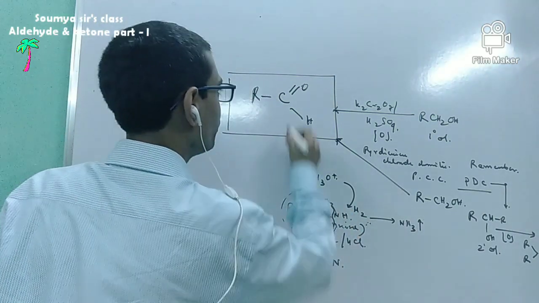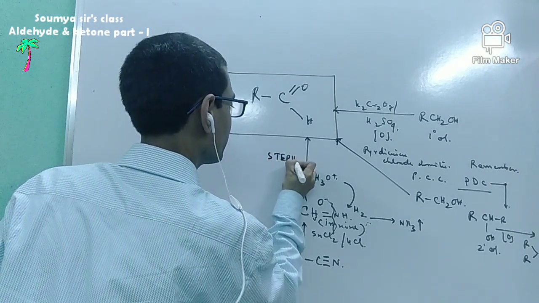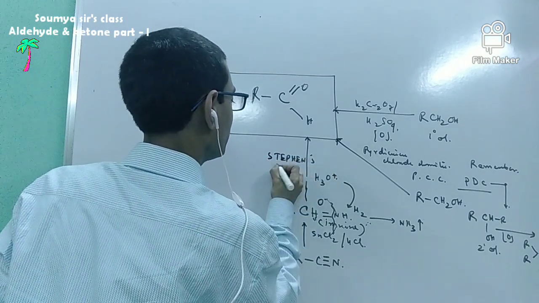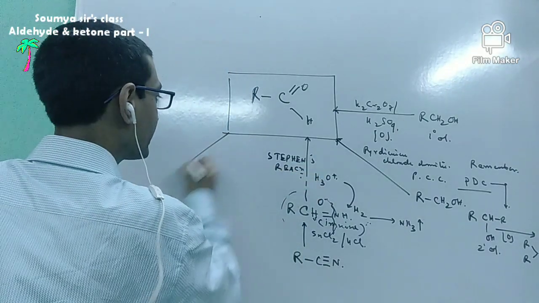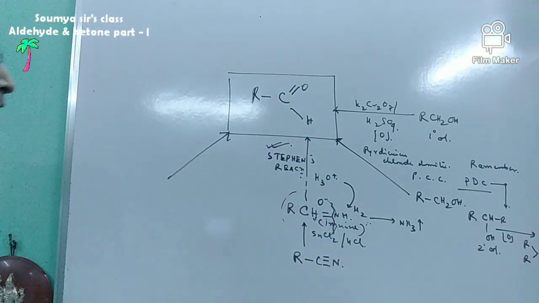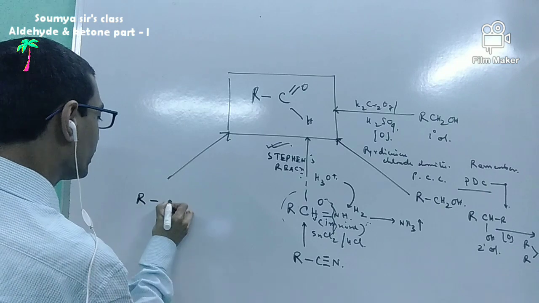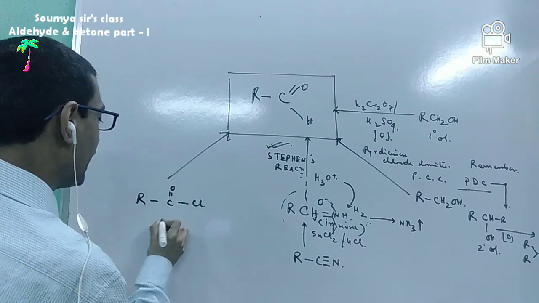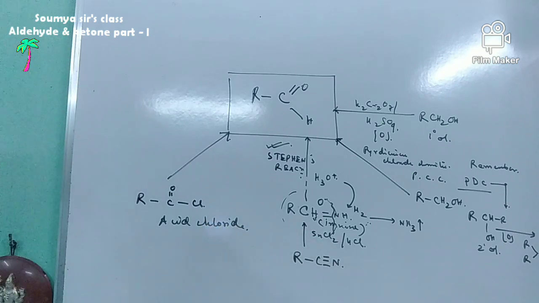We have discussed earlier about this Stephen reaction. So technically it is very important, that is we are coming to aldehyde from cyanide. Now another important one is RCOCl. This is technically acid chloride. It's a kind of acid derivative, that is, it is coming from acid.